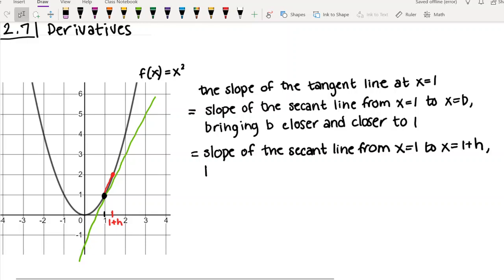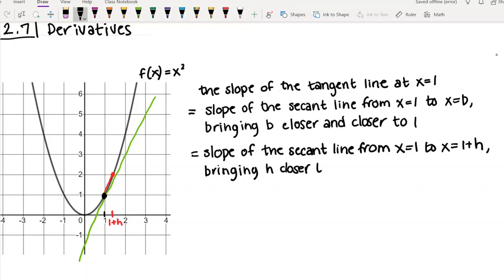And so this part is kind of important. I want you to think for a second about how we could rephrase this idea of bringing b closer and closer to 1. What would we be doing with h? So if you think of h as being this extra little bit amount that you're adding on, or h could also be negative, in which case you'd have a point on the left. But think about what number you want to bring h closer to. If you're trying to take 1 plus h and bring it closer to 1, what would that say about h? That would mean that we're trying to bring h closer and closer to 0, right?